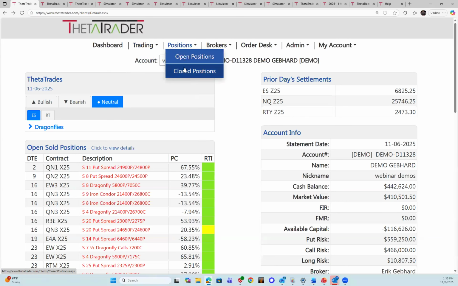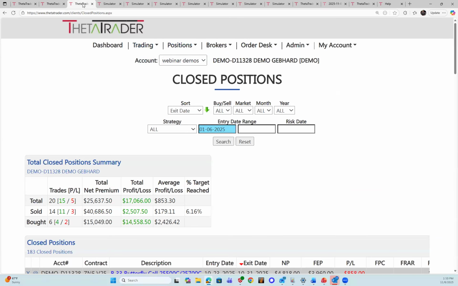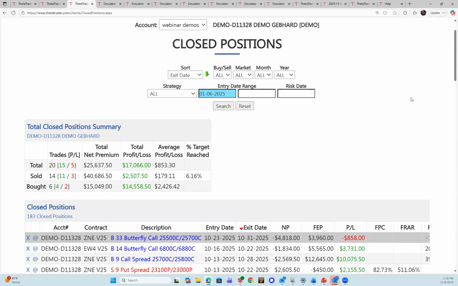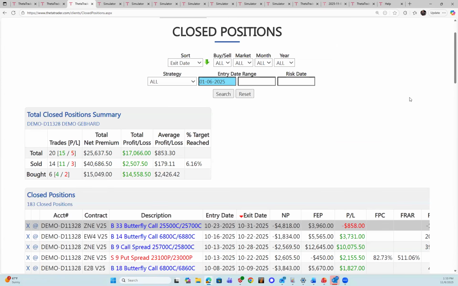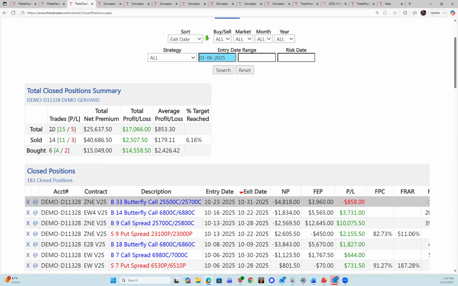You can look at all your closed positions, and I think here we go, I did put them up here. So now remember, this is just a demo account. So it's just me placing trades every week via webinars, kind of randomly placing trades, and then I have the automated exit set up. You can see on this page there are 20 trades, 15 winners, 5 losers.